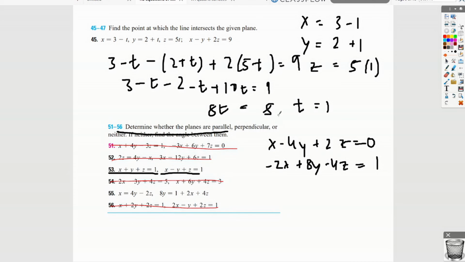Can you multiply 1, negative 4, 2 by anything to get negative 2, 8, and negative 4? Yes, you can. You can multiply by negative 2. 1 times negative 2 is negative 2. Negative 4 times negative 2 is 8. And 2 times negative 2 is negative 4. You can multiply each of these by negative 2, and you will get the equivalent vector.